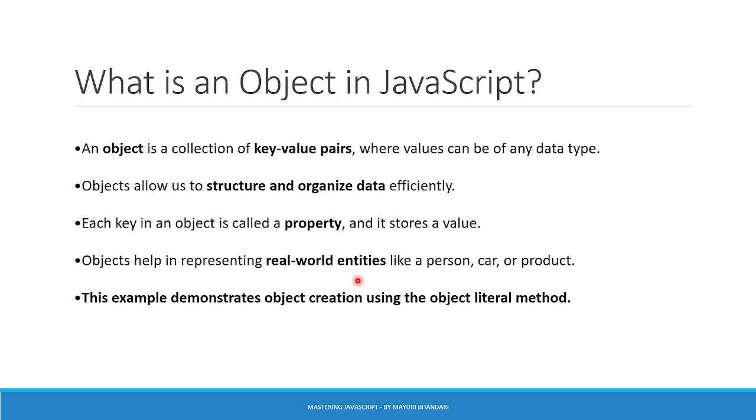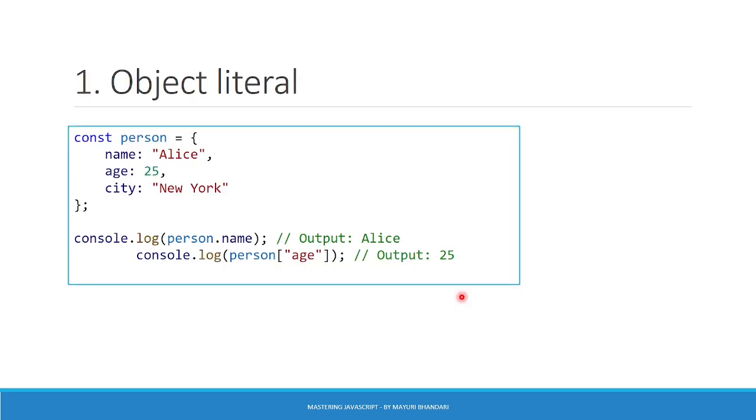Think about a real world example, a person. A person has a name, an age, and a city they live in. We can represent this data efficiently using an object in JavaScript. Let us look at this example.